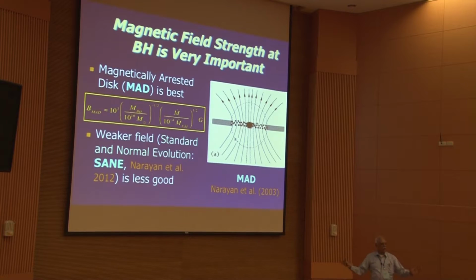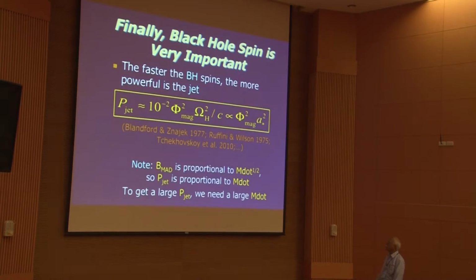So, let's just say MAD is when you reach this maximum field. SANE is anything less, but usually quite a bit less, so that the field strength is much lower, but you still have the organized field. So this is important, how much field you have.